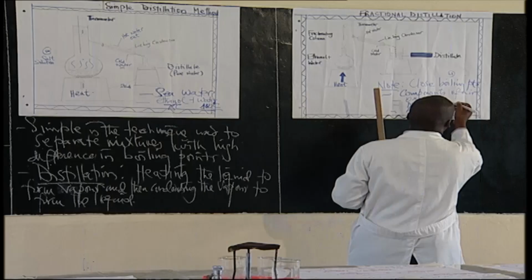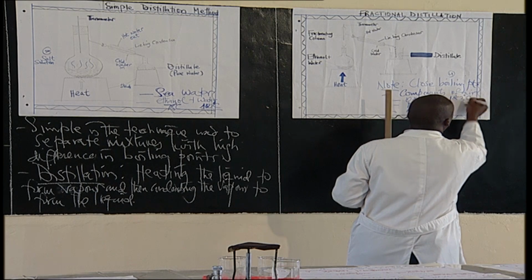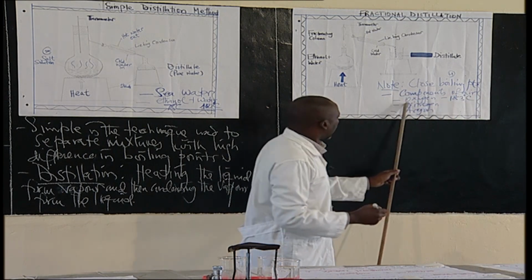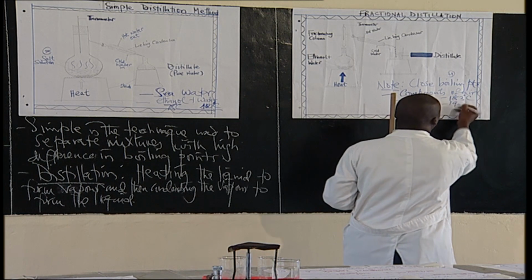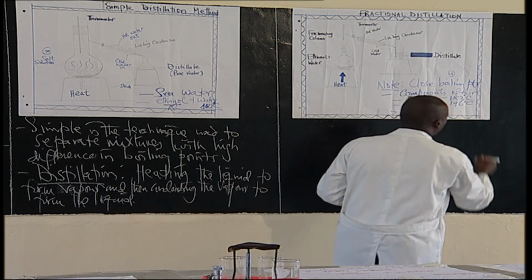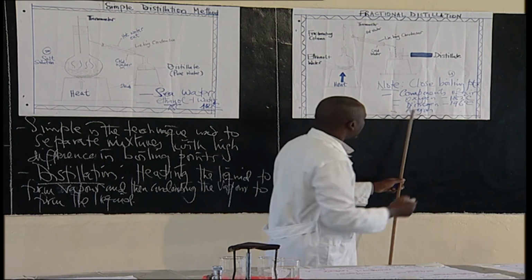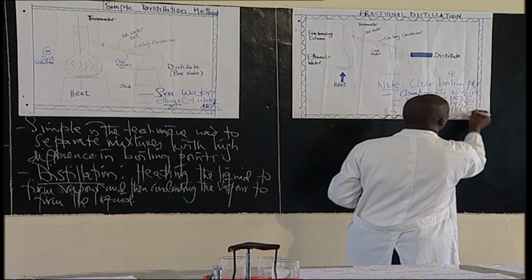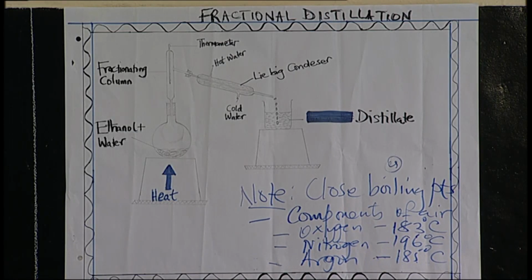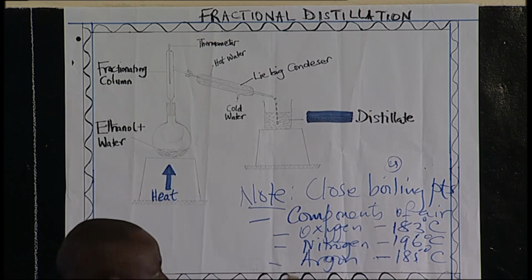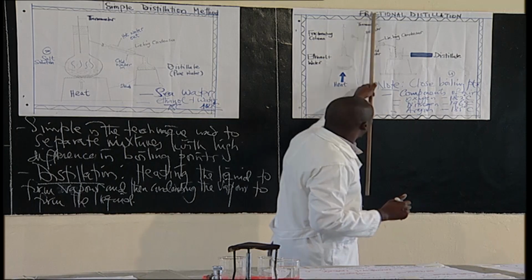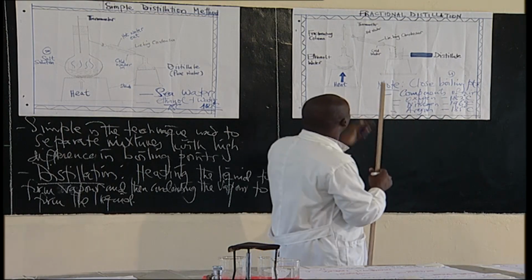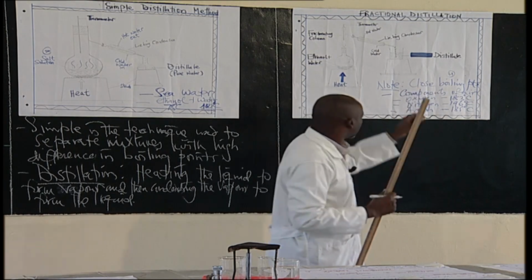Oxygen boils at negative 183 degrees Celsius. Nitrogen boils at negative 196 degrees Celsius, whereas argon boils at negative 185 degrees Celsius. These are substances with very close boiling points. So these components of air can be separated by this method, which is fractional distillation. Fractional means that the substances are collected in fractions.